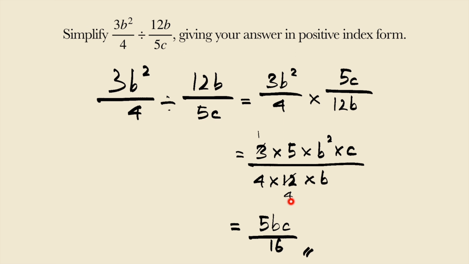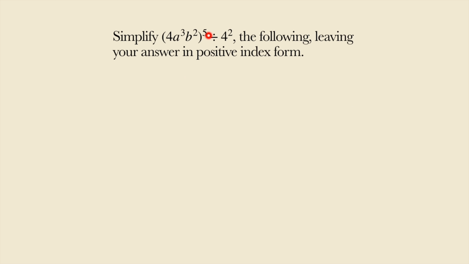Denominator, 4 times 4, 16. Okay, and the b is gone. So it's just 16 as the denominator. Ooh, here we've got power 5 applied to every term over here: 4a cubed and b squared. Well, let's see how that looks.